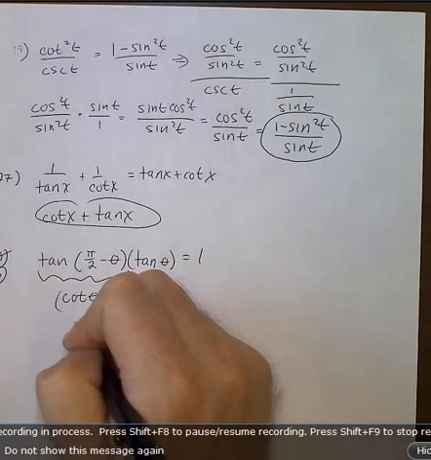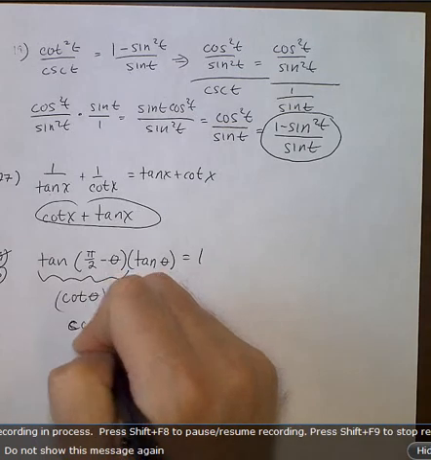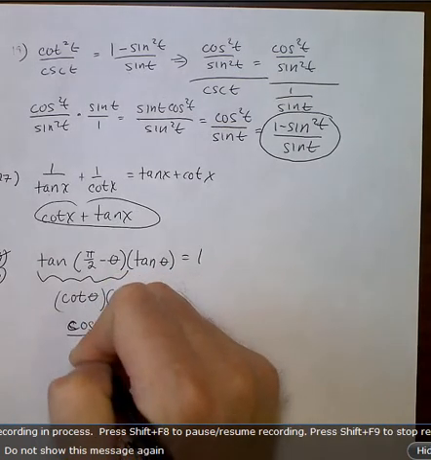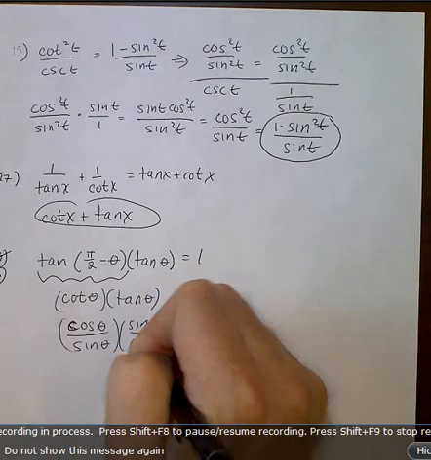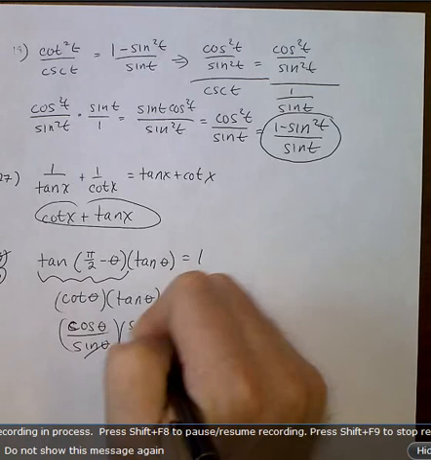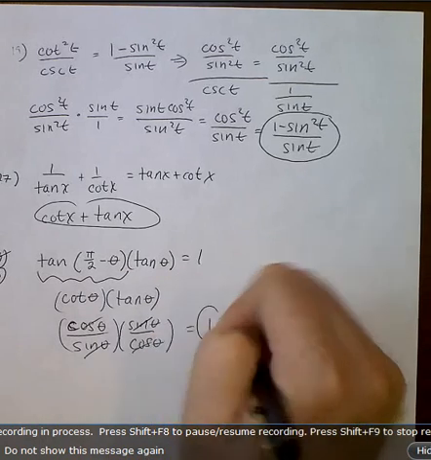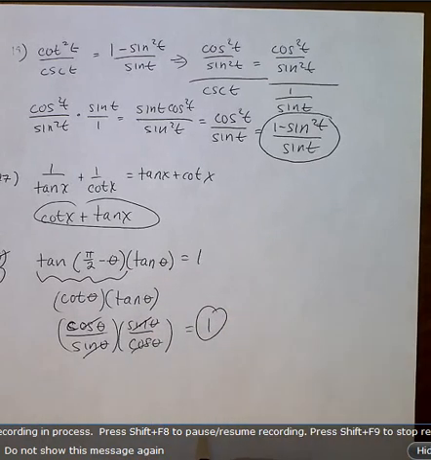If you want, that's the same as the cosine of theta over the sine of theta times the sine of theta over the cosine of theta. Everything cancels out, and we're left with 1. Alright, so those are 3 of the problems you'll be doing.